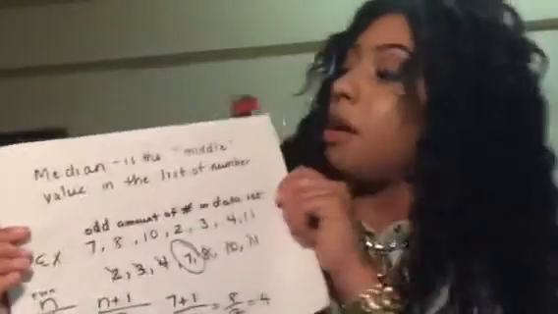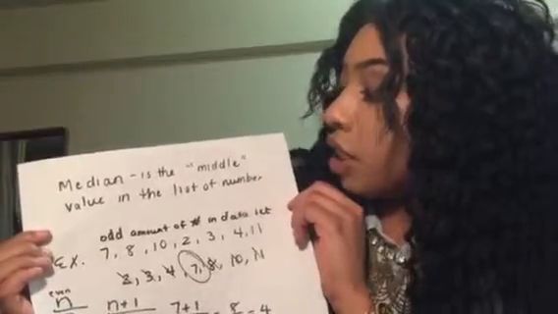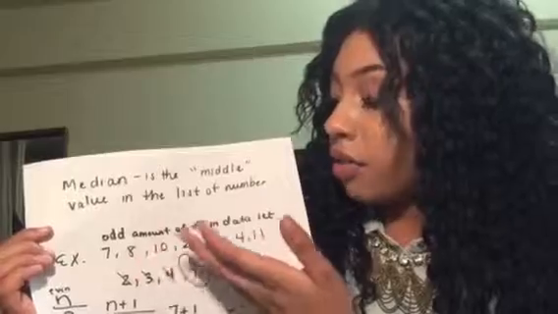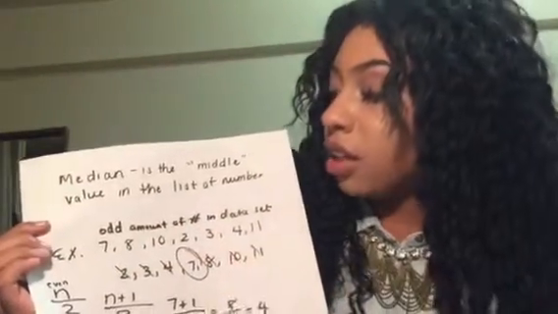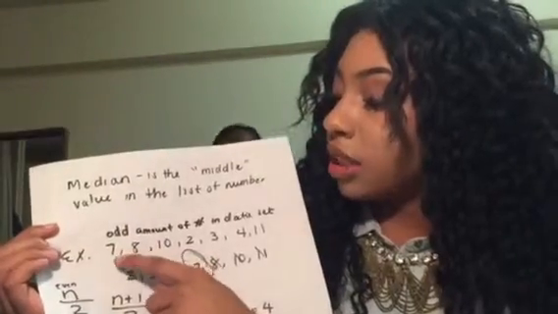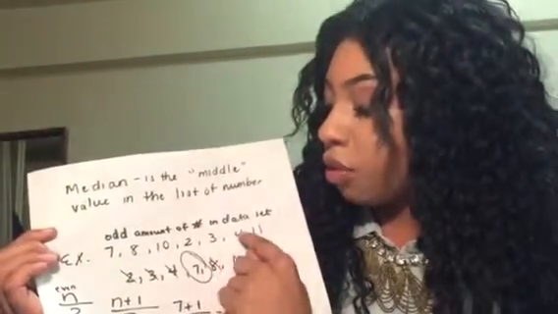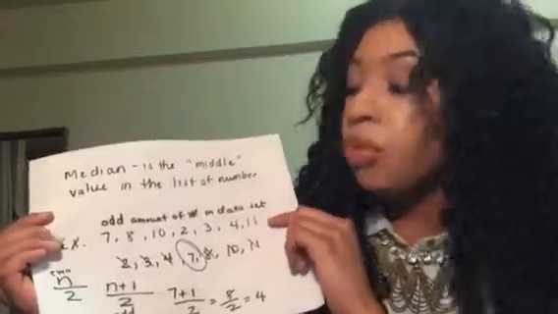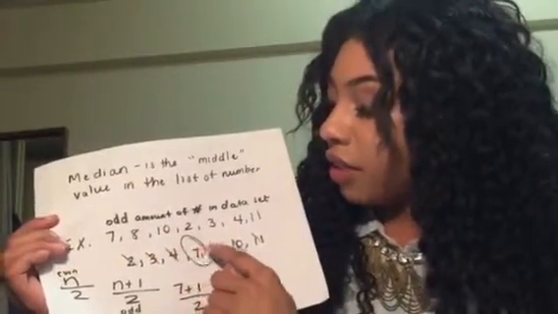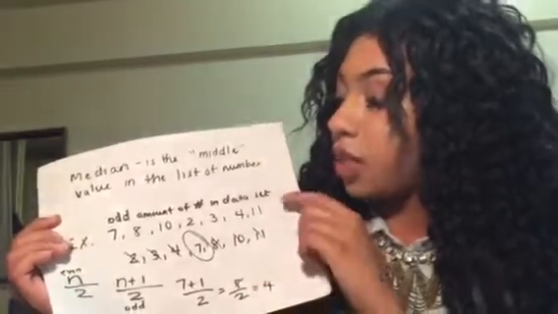The next one I'd like to share is the median. Median is the middle value of the list of numbers you have in your data set. First, I'd like to show you the odd, if you have an odd amount of numbers in your data set. The one I want to show you has 7. So the numbers are 7, 8, 10, 2, 3, 4, and 11. So you want to put all these in order. So you get 2, 3, 4, 7, 8, 10, and 11.